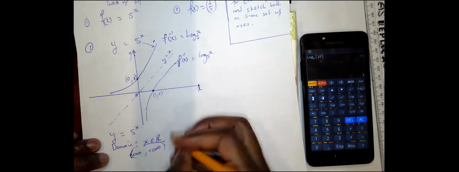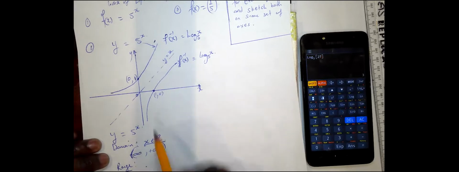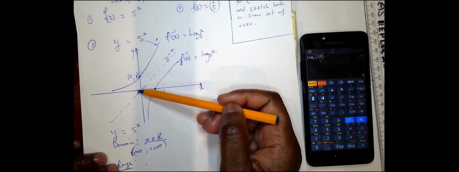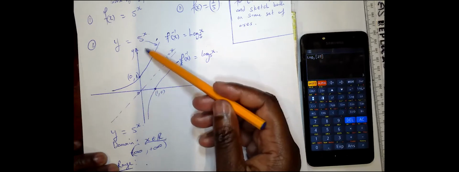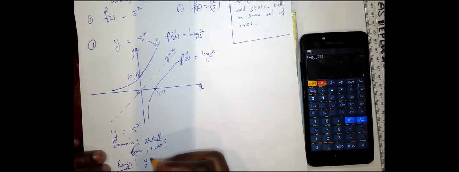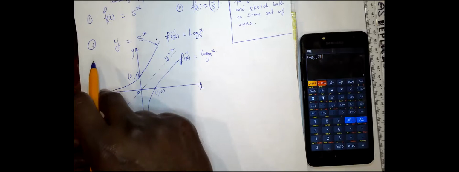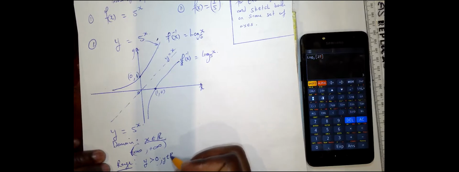Now, what about the range? In terms of y, y will never be 0. So y is greater than 0, for the 5 to the power of x, because it will never cross the x-axis where y is equal to 0. So it's always greater than 0 like that. You are done. That's what you must always remember. So this one is restricted in the range, but the other one is not.